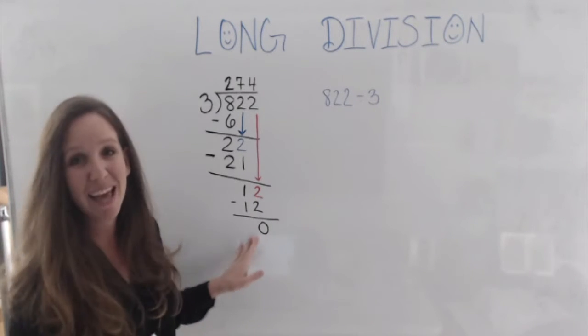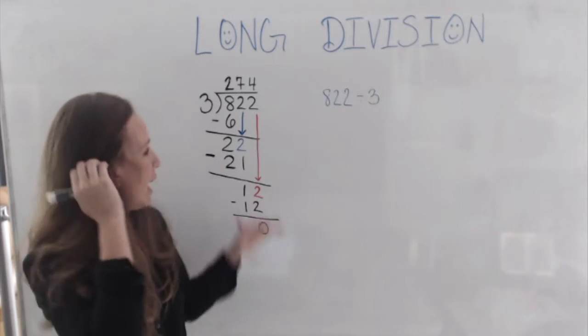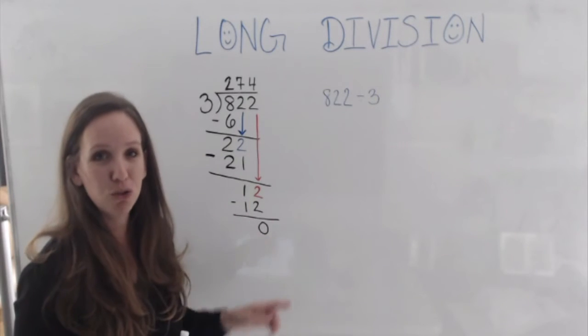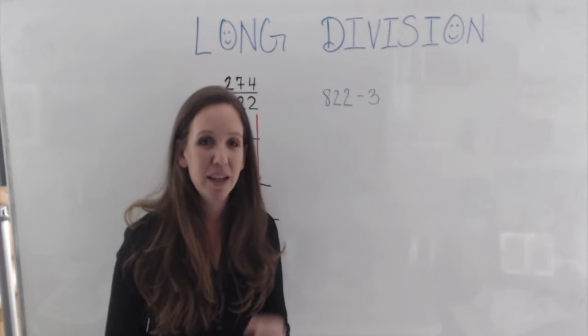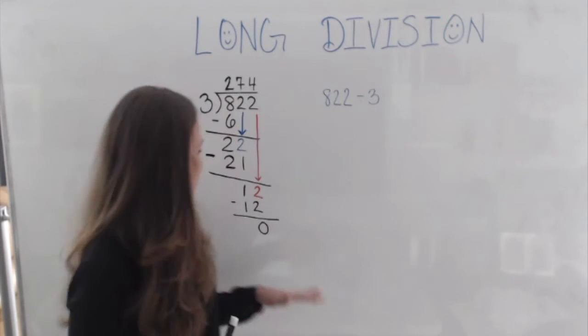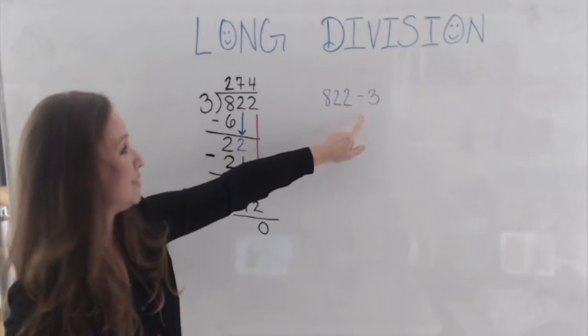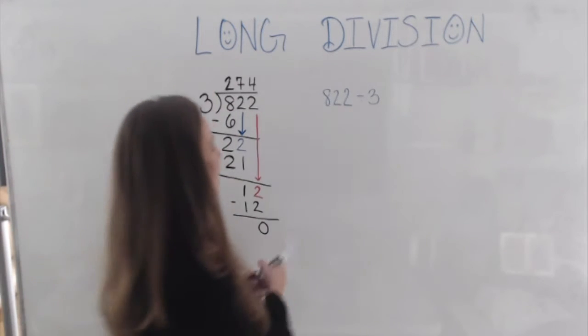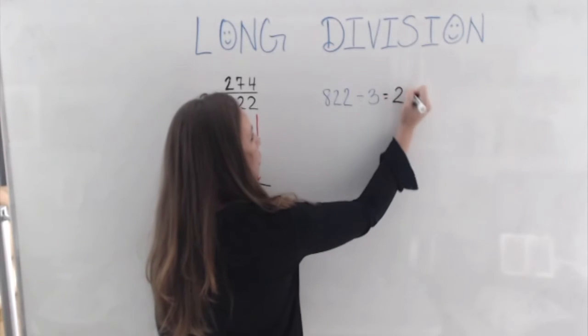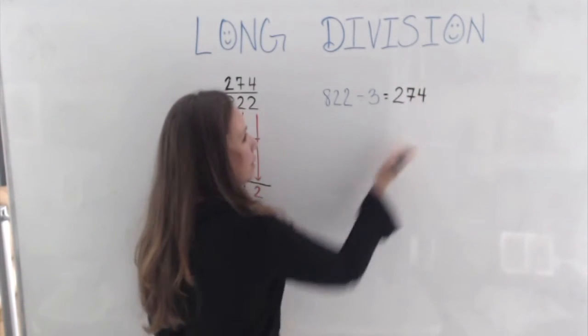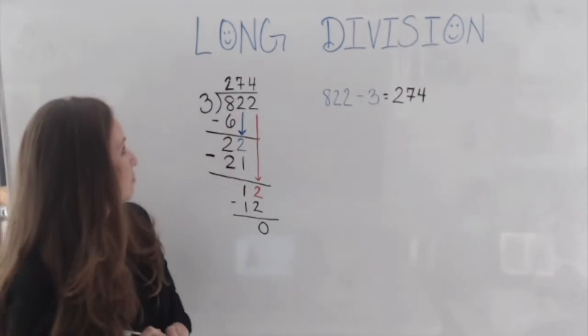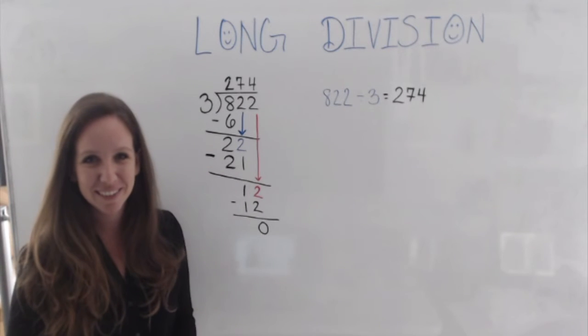And that's what you should be getting on this entire paper. Everything should end with a 0. If you don't get a 0, that means you've done something wrong. So again, 822 divided by 3 is 274. That wasn't so terrible, huh?